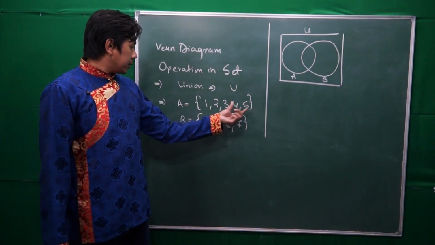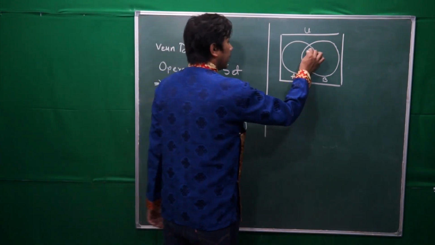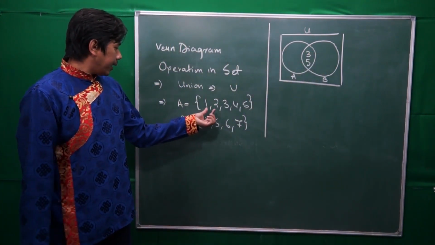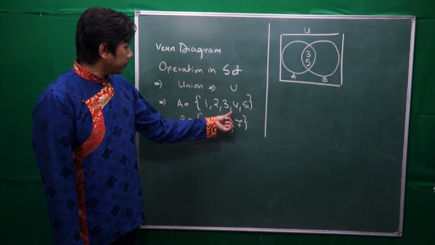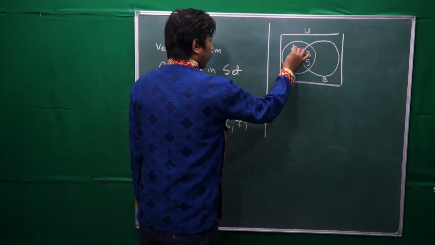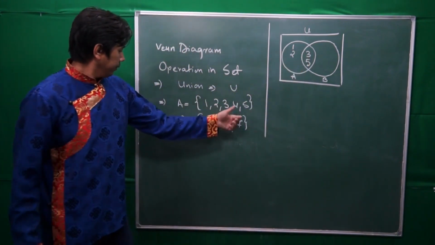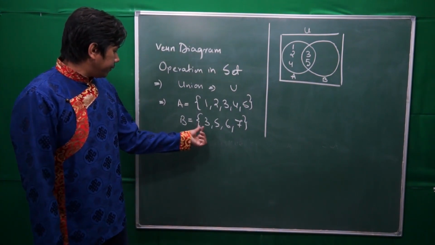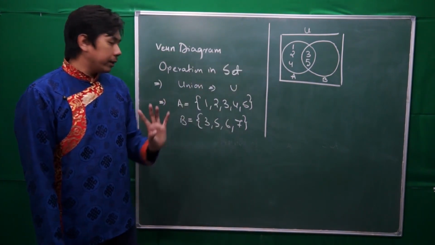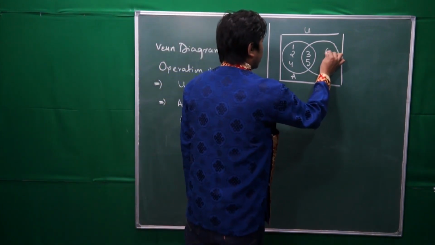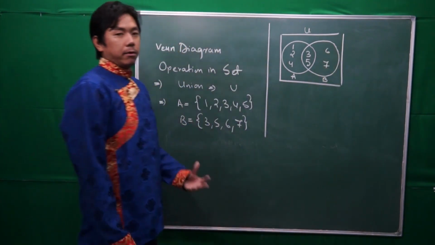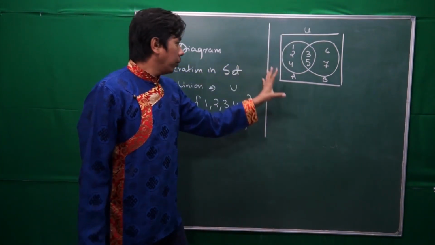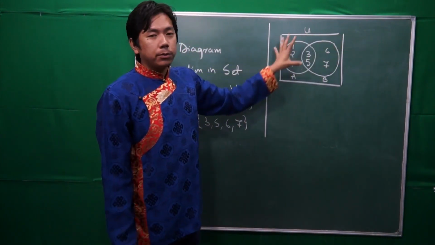So what are those elements? 3 and 5. I'll write 3, 5 over here. Now what is left in set A? 1, 2, and 3, which is already done, and 4. So 1, 2, 4. Next, in set B, 3 and 5 have been written, so what remains is 6 and 7. Now the universal set U shows us sets A and B all together.